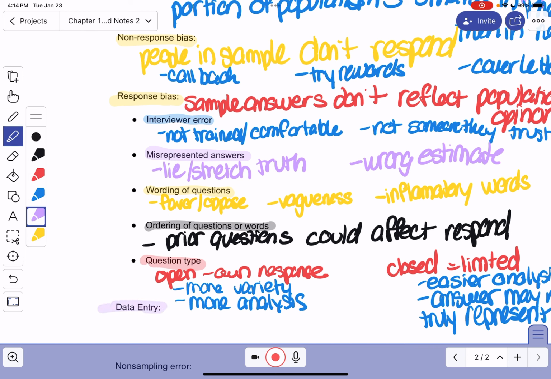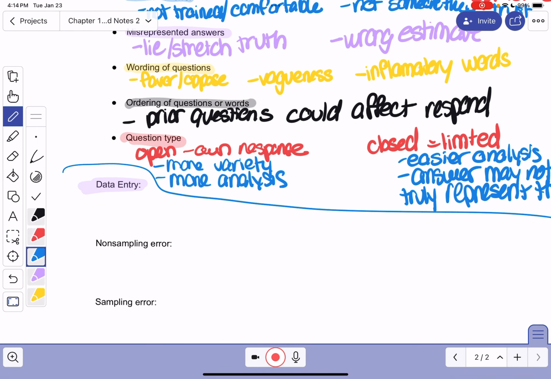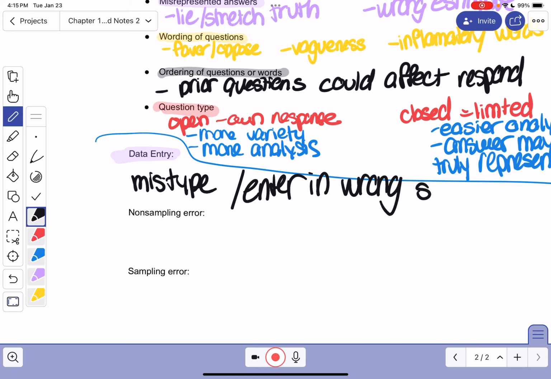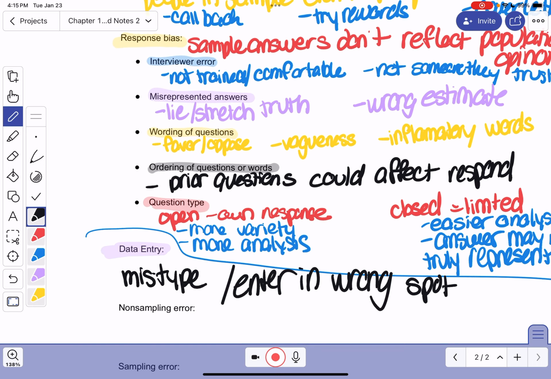Now we're going to go into data entry. That's another way you can get bias. So after you do this information, you have to put it somewhere. So I could mistype. I might type a number wrong, and that's going to change my data. I could enter something in the wrong spot, and that's going to change my data. So if I'm asking a bunch of number questions, but then I put the numbers in the wrong column, now those numbers are off because they're not representing the answer. Not necessarily anybody's fault. You could have had a perfect sample. You could have had great data that all of that was avoided, but if it's typed wrong, it's going to be interpreted wrong. So those are some different types.